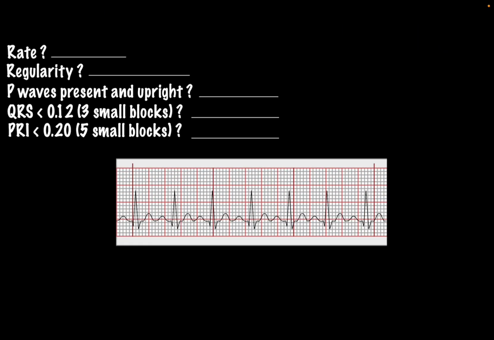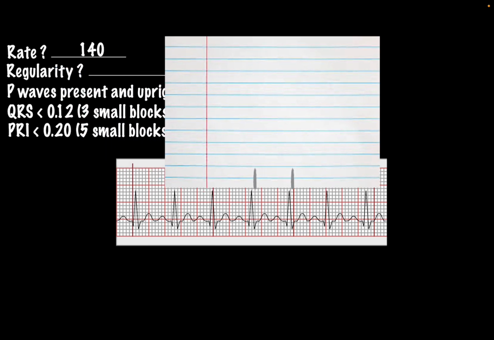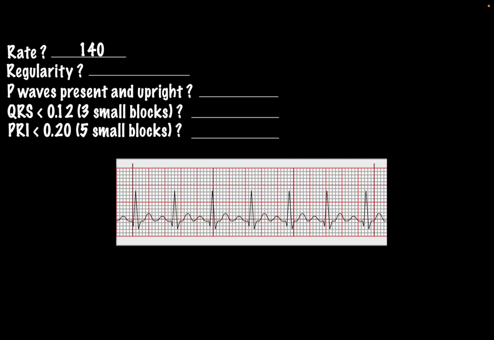Okay, so what do we have here? Feel free to pause the video and try to figure it out on your own, but I'm going to walk through it kind of slow, but I want to give you time to be able to determine what kind of rhythm this is on your own. So as far as rate, we have 7 complexes in a 3-second strip, so we know we double that, so that's 14. And we add a 0 to the end of that, so the rate we're going to call 140. Now, regularity. Let's pull out our handy dandy piece of paper, see if it's regular. Yep, looks good to me. All right. I think we can call that regular. So the only thing abnormal at this point is the heart rate.